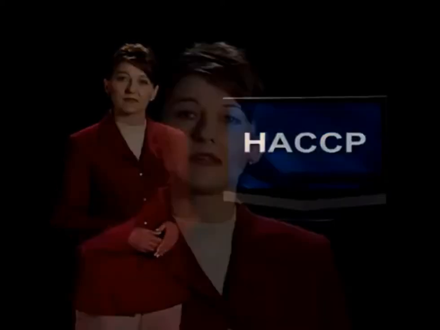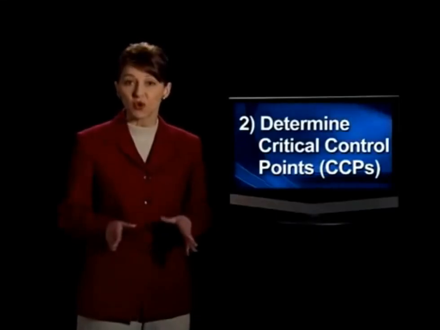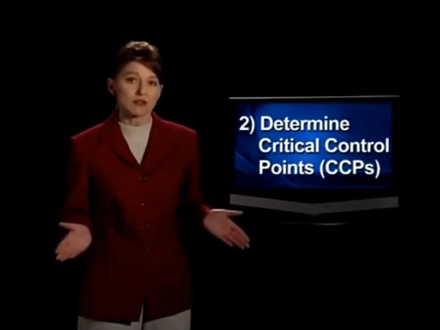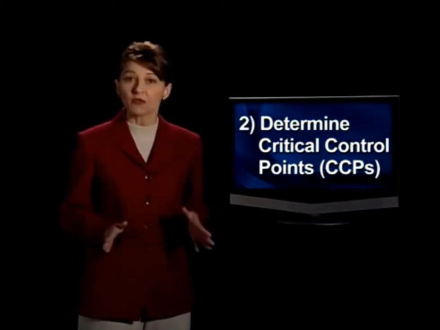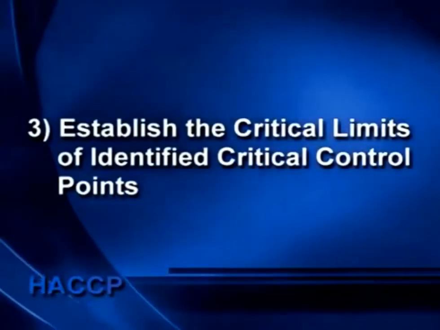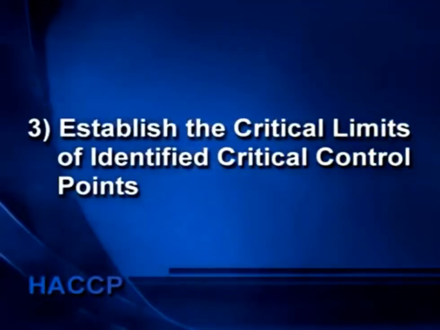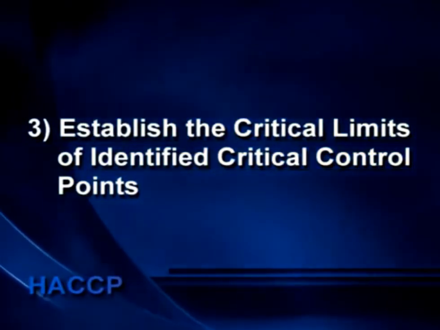The second HACCP principle is to determine critical control points. Now, this is important because if control is lost, it's likely that human health will be compromised. A critical control point, or CCP, is a control step used to prevent, eliminate, or reduce a hazard to an acceptable level. The third principle of HACCP is to establish the critical limits that must be met at each of the identified critical control points.